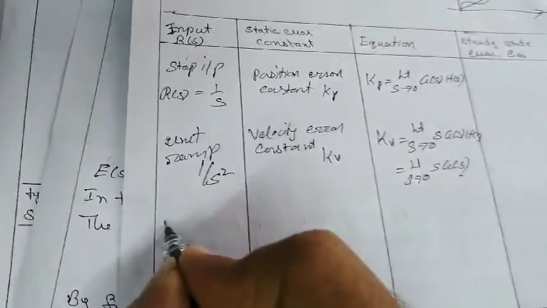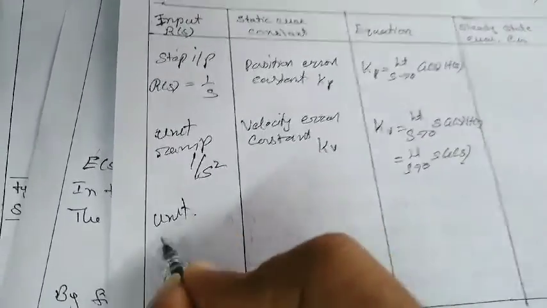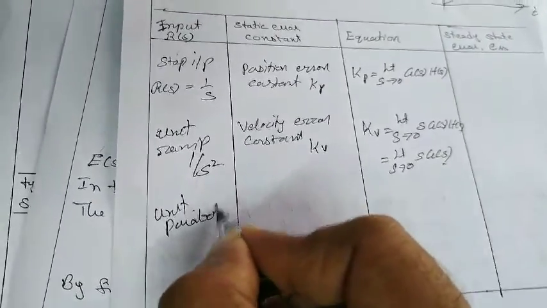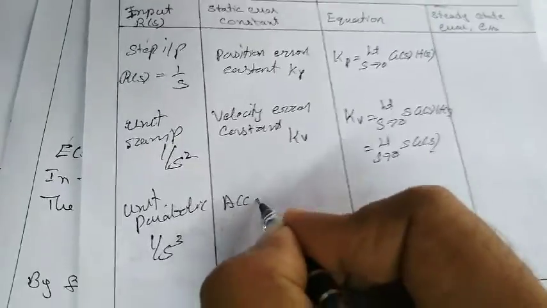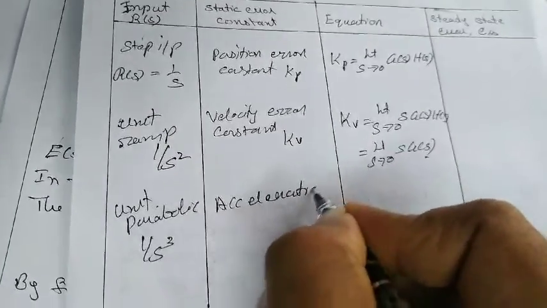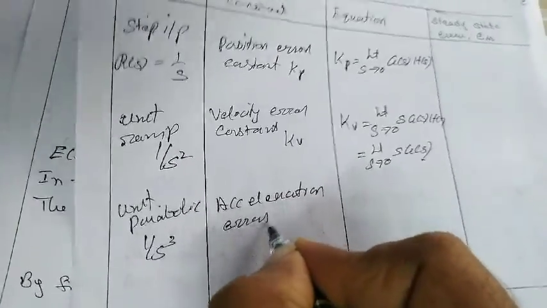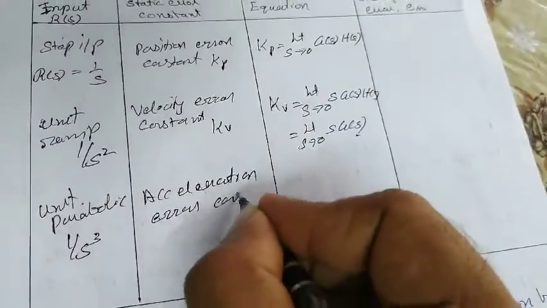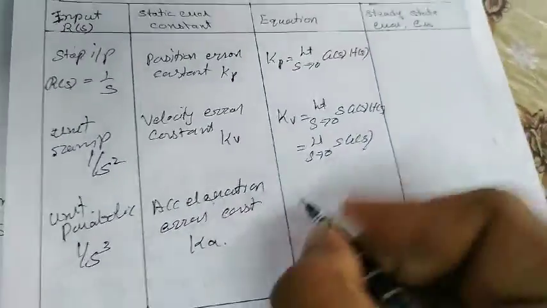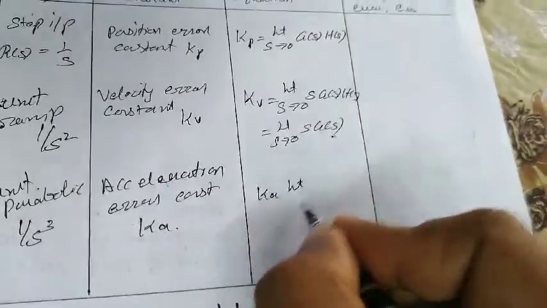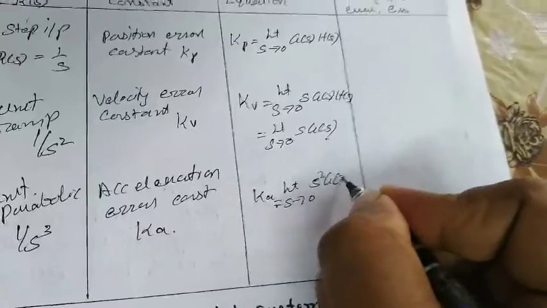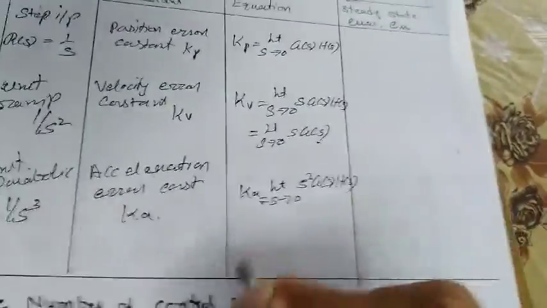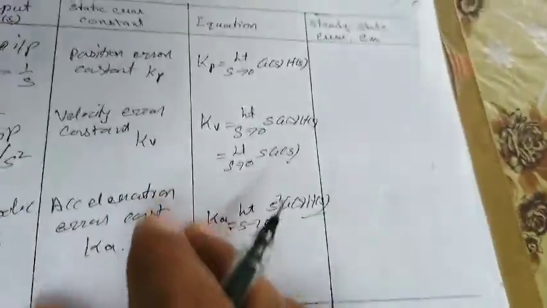Similarly for unit parabolic, the input is 1 by s cube, and we'll get the acceleration error constant Ka, and Ka is given as limit s tends to 0, s square g of s h of s. So for unity feedback, h of s will be 1.